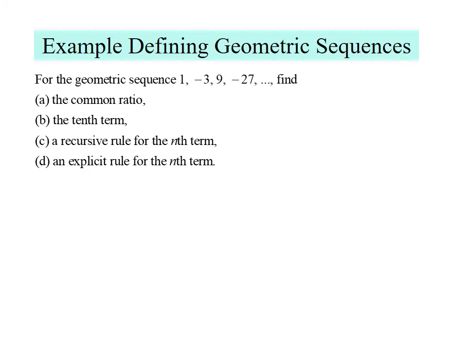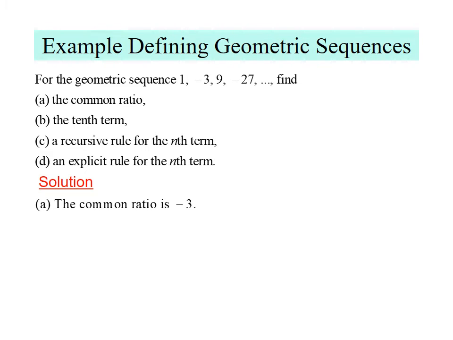Now let's see another example of a geometric sequence. For the geometric sequence 1, -3, 9, -27, and so on, find the common ratio, the tenth term, a recursive rule for the nth term, and an explicit rule for the nth term of the sequence.